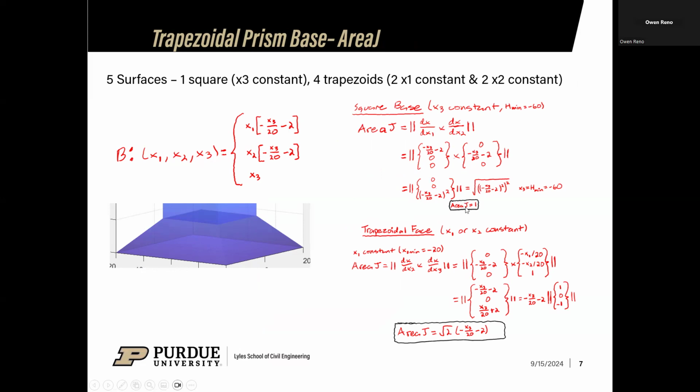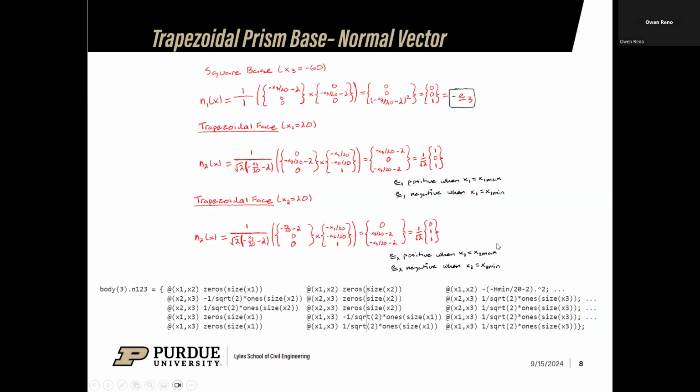Next, for the trapezoidal prism base, this is the body parameterization for that. And we know that the square base is going to be 1. And then for the trapezoidal face, very similar to the triangle, I just kept x1 constant using that x1 min of -20. Taking that expression and getting the final magnitude of the cross product, we realize that it's going to be that square root of 2 times another expression, which for this shape is -x3 over 20 minus 2. And then looking at the final normal vector for the square base, we know it's still 1, going to be negative, pointing outwards from the body.